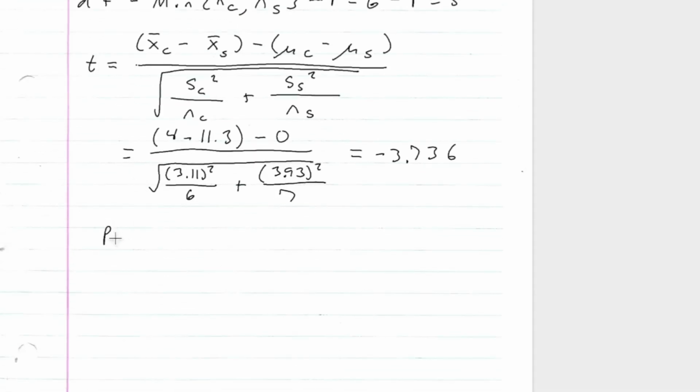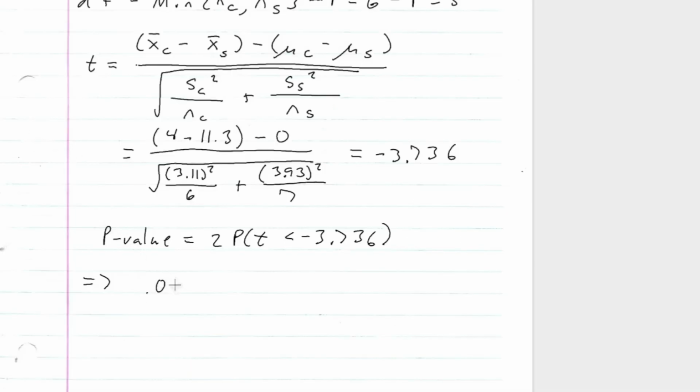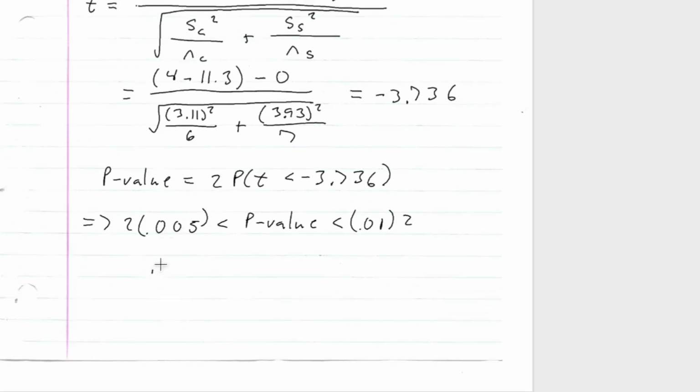So our p-value is equal to 2 times the probability that t is less than negative 3.736, which, remember, was between those two values, 0.01 and 0.005. So 0.005 is less than the probability, which is less than 0.01, but the p-value is 2 times that probability, so if we want the p-value, we have to multiply both of these by 2. So that would give us that the p-value is between 0.01 and 0.02.